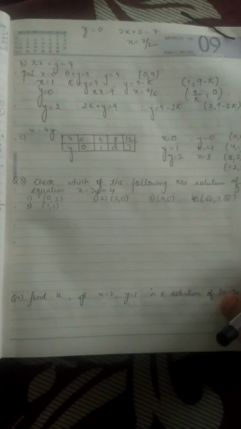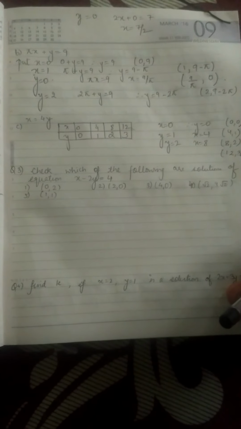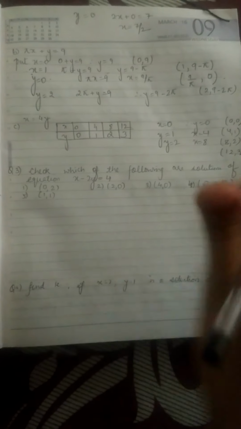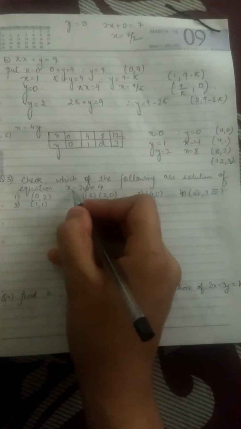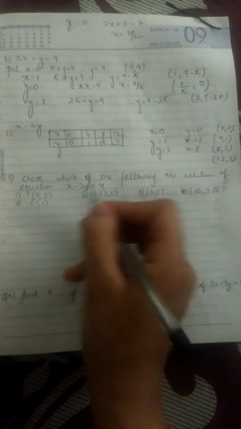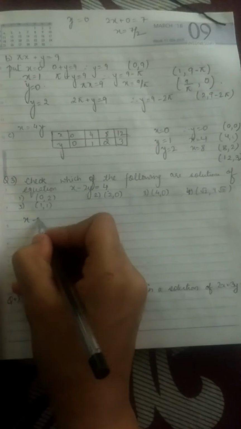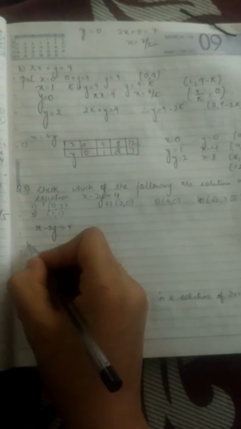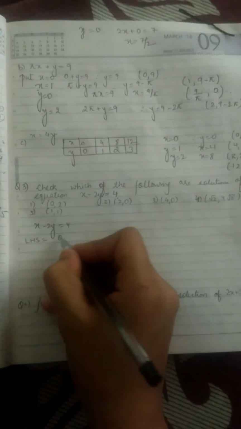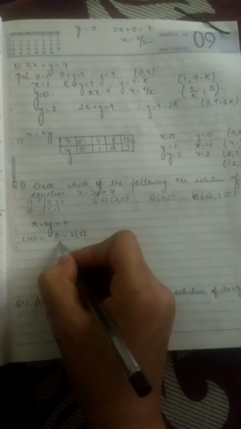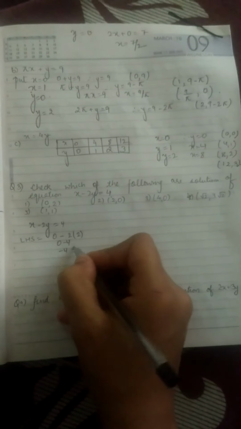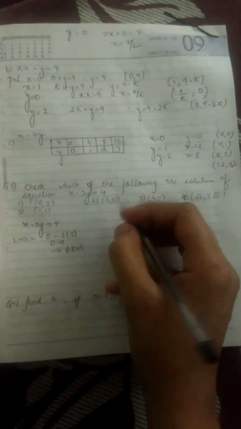Next, check which of the following are the solutions of the equation x minus 2y is equal to 4. Now we will satisfy the equation. If it satisfies, then it is a solution. x minus 2y is equal to 4. So LHS first we will solve. 0 minus 2 into 2. So 0 minus 4 is minus 4, which is not equal to RHS. Therefore, it is not a solution.